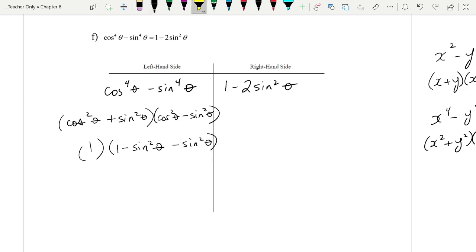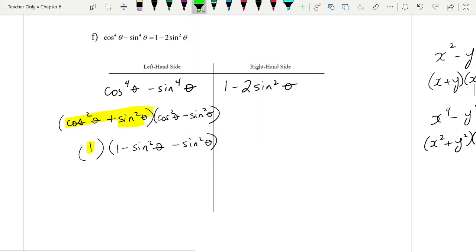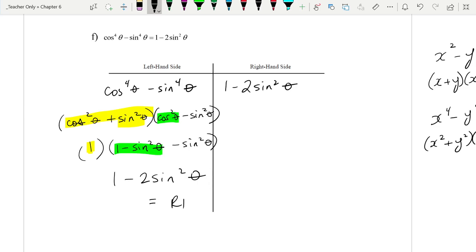So again, let me use my highlighter. I replaced this thing with 1, because my identity says I can. And I replaced this thing with 1 minus sine squared theta. And now it's just a matter of collecting like terms. Multiplying 1 by anything doesn't change it, and the negative of something minus another one is minus 2 of that something, which is the right-hand side.